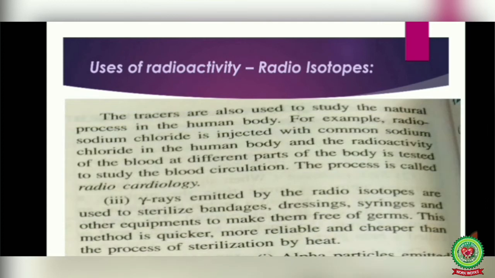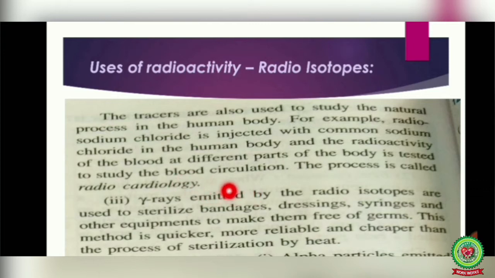Next, the tracers are also used to study the natural processes in the human body. For example, radiosodium chloride, which is a weak radioisotope, is injected with common sodium chloride in the human body, and the radioactivity of blood at different parts of the body is tested to study the blood circulation. The radiations are passed at different parts of the body to check whether the circulation is correct throughout the body, and this process is called radiocardiology.